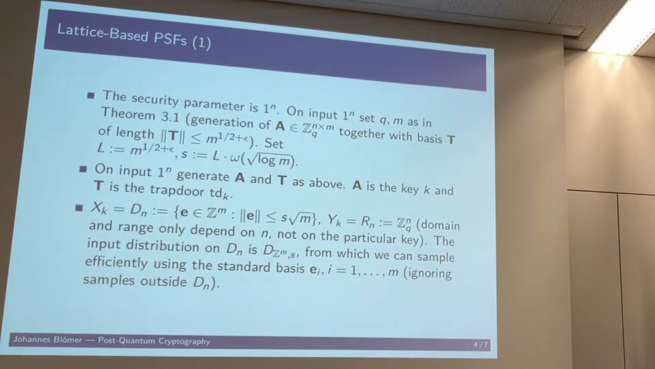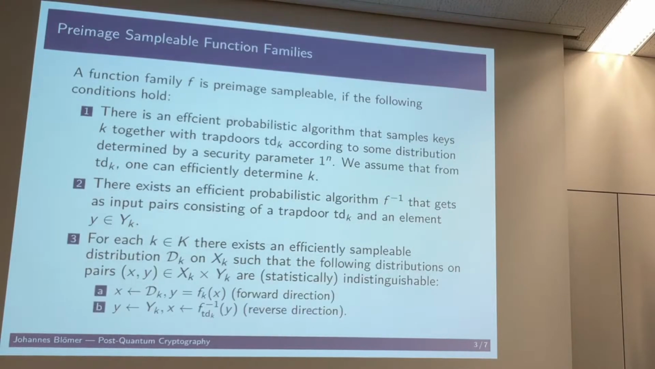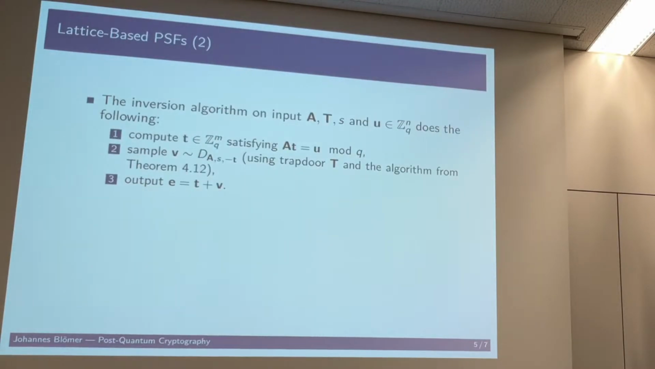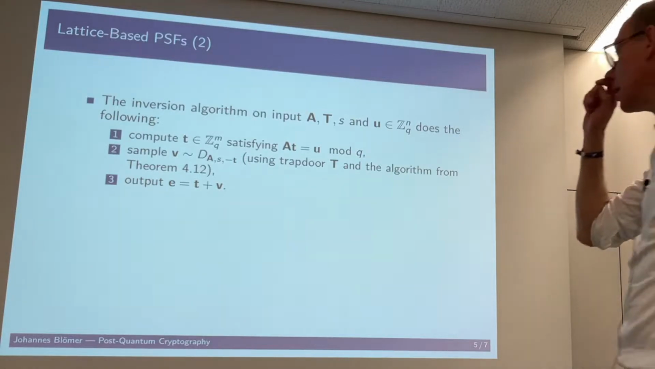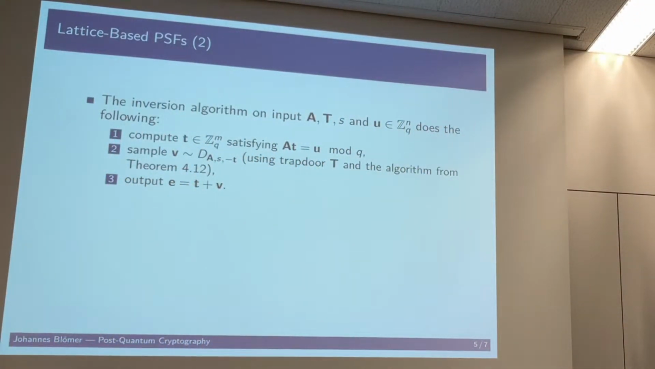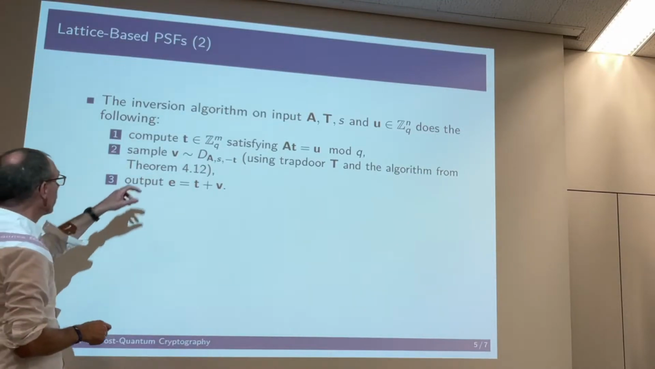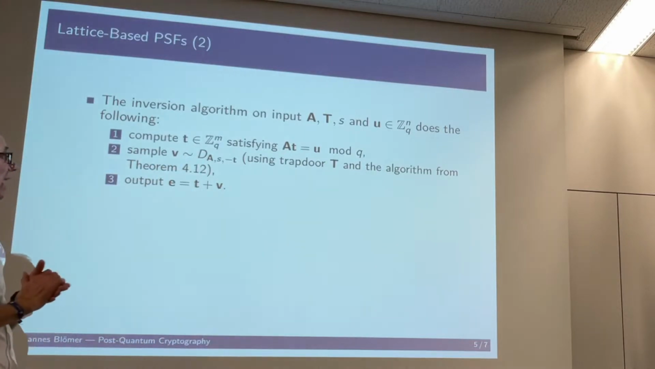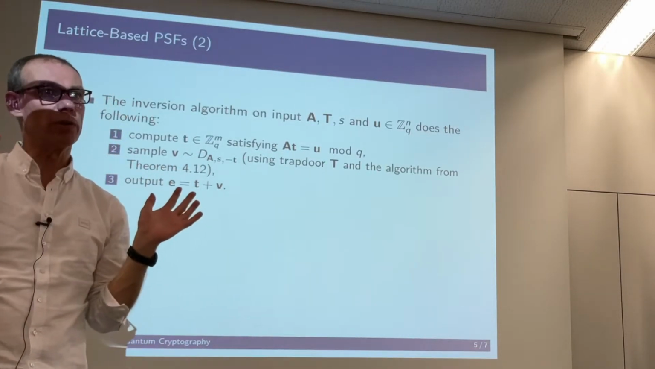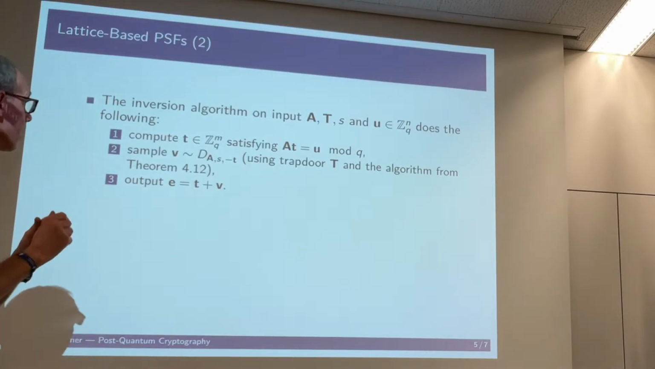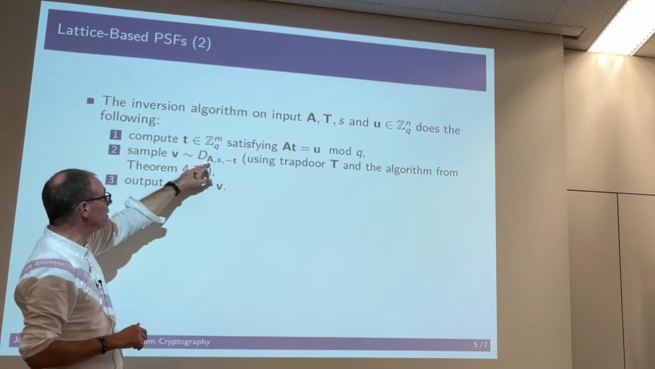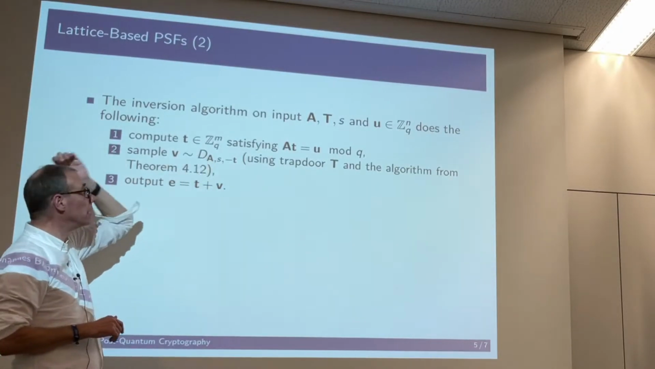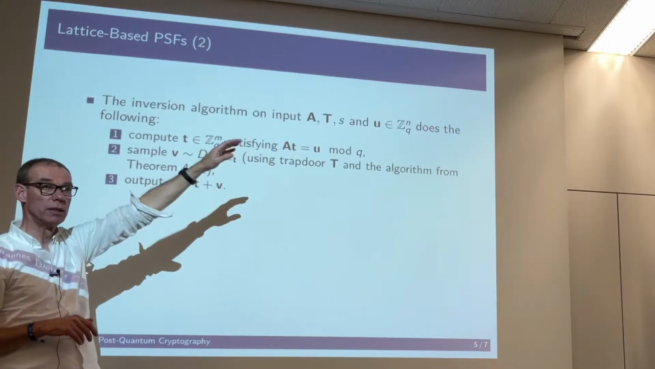And now we need to show that we have the other properties. Namely, we have, in particular, 0.3. And so now what is the inverse algorithm that we do? On input A and T and S and U. U is the image for which we want to sample from the pre-images. What we do is we compute a t, little t, satisfying A times t is equal to U. Arbitrary. I don't care. And then I sample v according to this distribution, AS from minus t, using the trapdoor T.